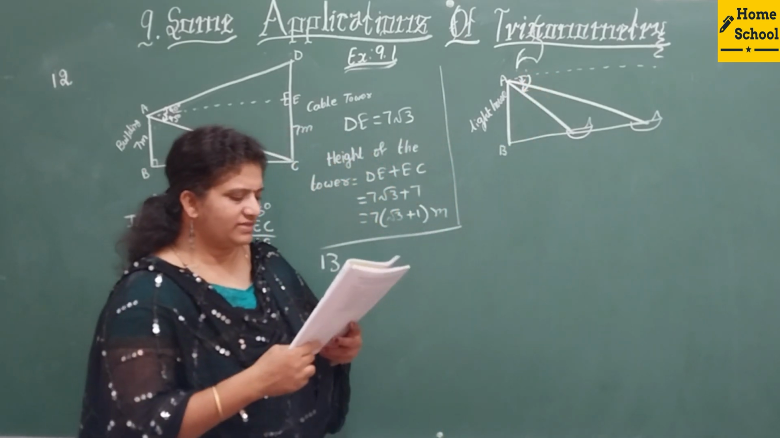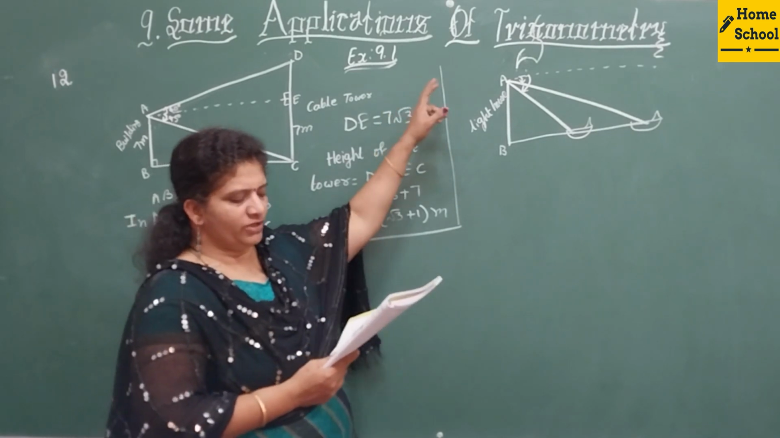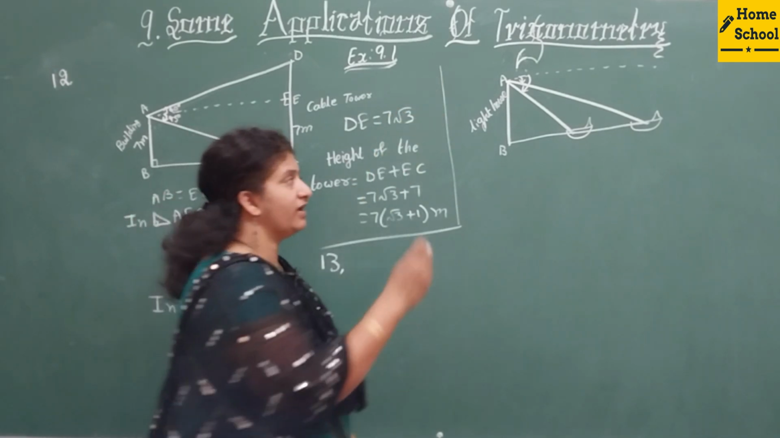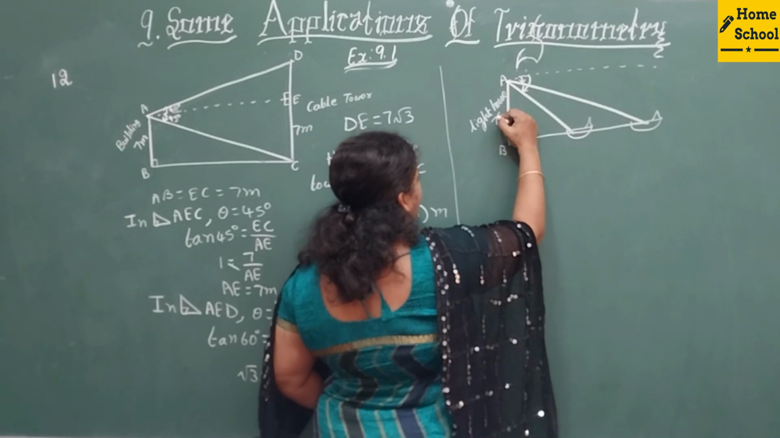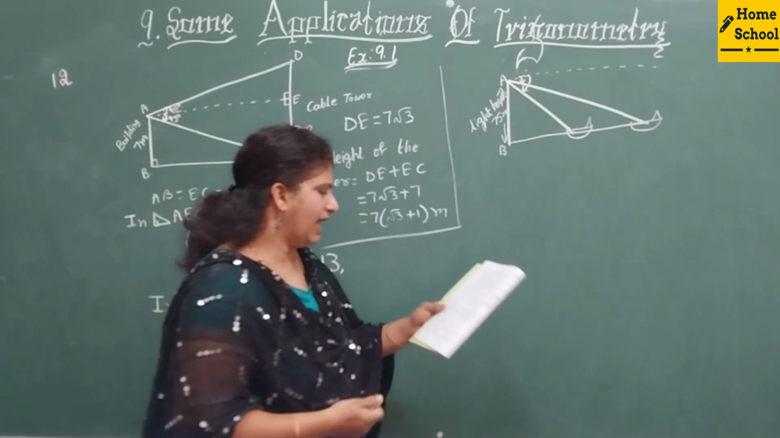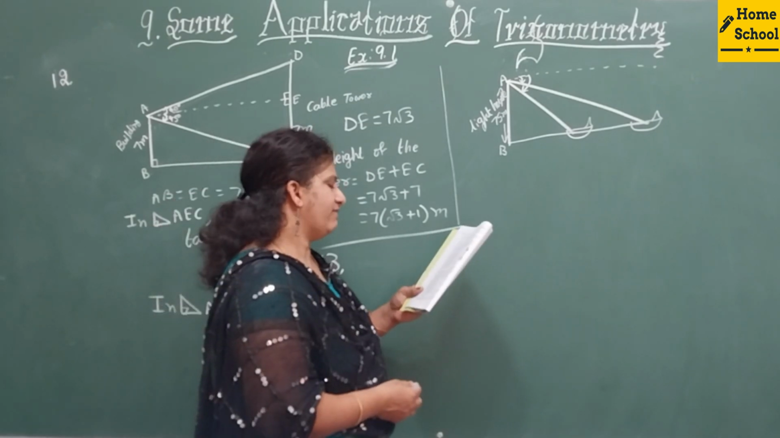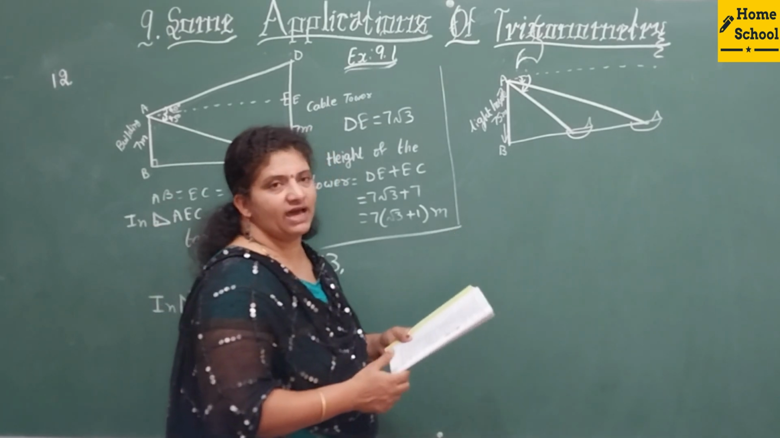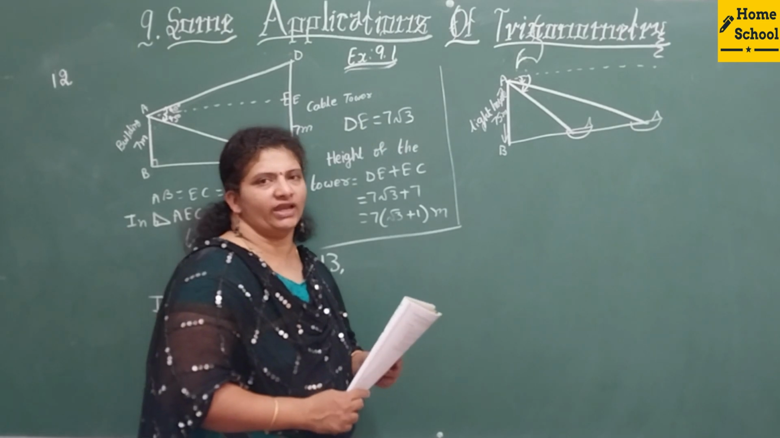Now read the question once again. As observed from the top of a 75-meter high lighthouse. What is the height of the lighthouse? 75-meter high lighthouse. From the sea level, the angle of depression of two ships are 30 degree and 45 degree.